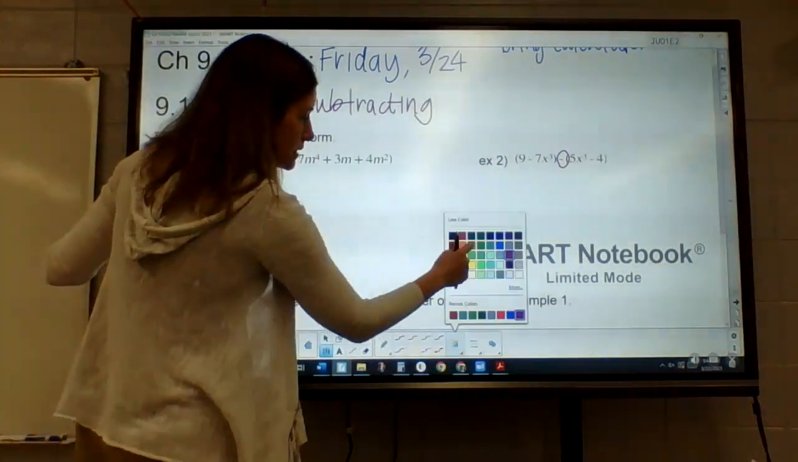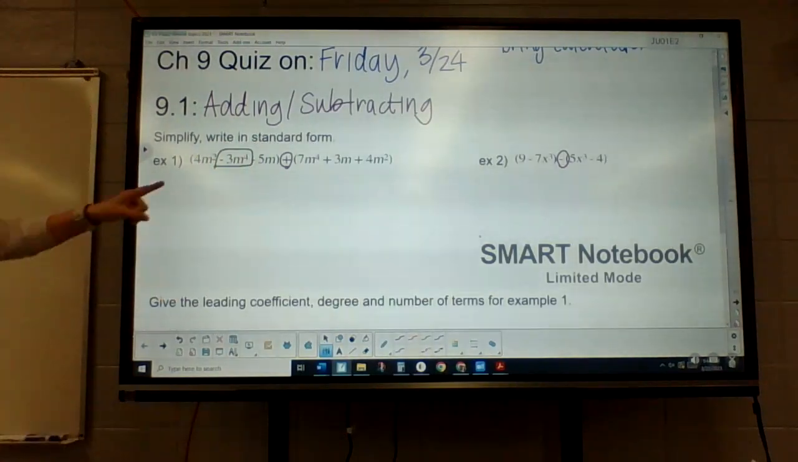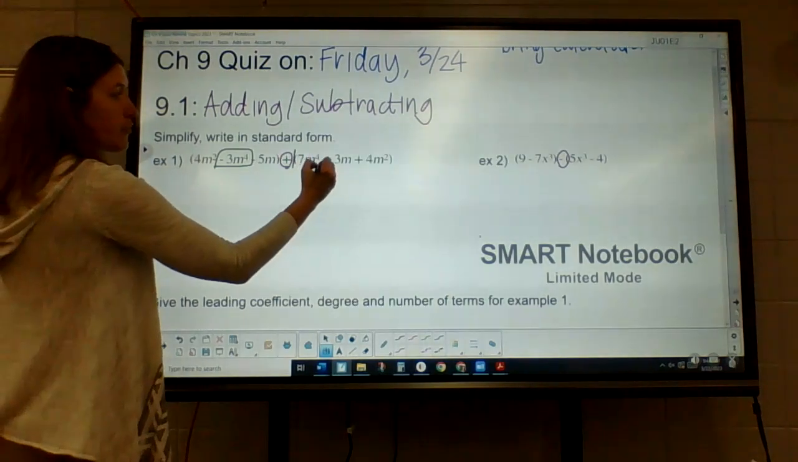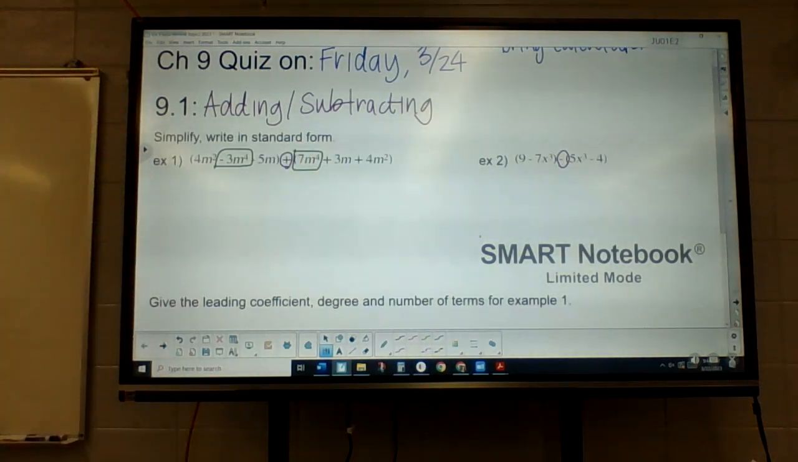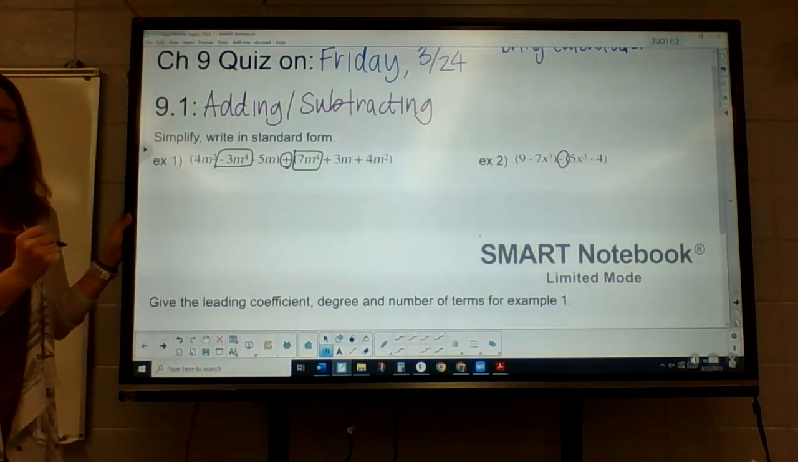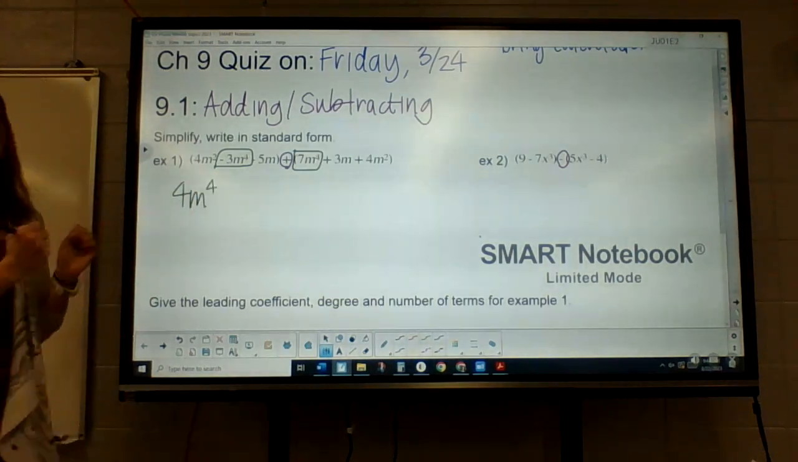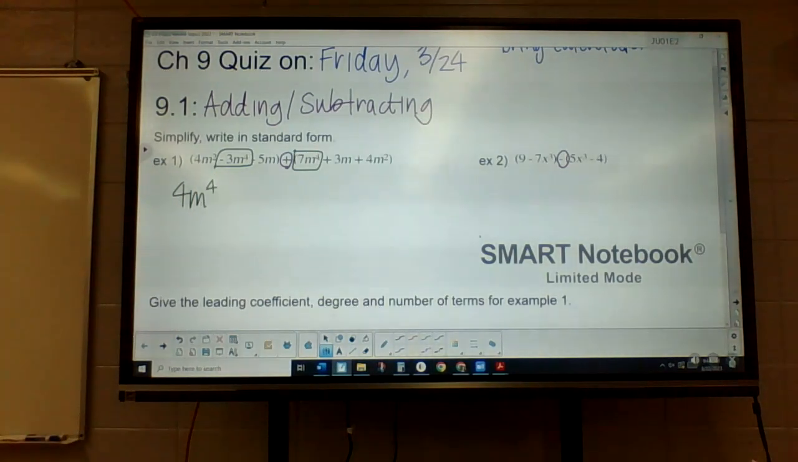So when I do this, negative 3m to the fourth is going to go, we're going to add it with what? 7m to the fourth. So negative 3, positive 7, and what do we get when we add those? 4. And then remember, the exponent doesn't change at all. So it's just 4m to the fourth. So we're just combining like terms here.